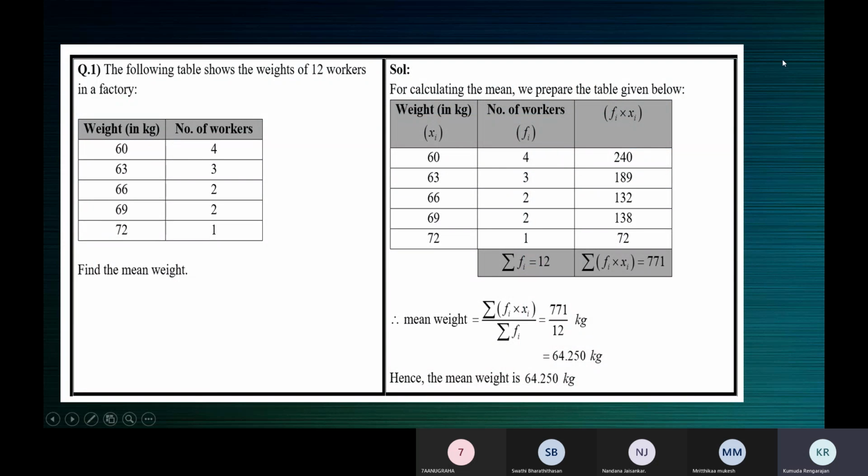So when we are given a frequency table, we know the procedure to find the mean of the frequency table or the frequency distribution. So now here we have 771 by 12. Now let's understand how to write 771 by 12 as a decimal. You can see the next page. So see here, the next slide, 771 divided by 12.